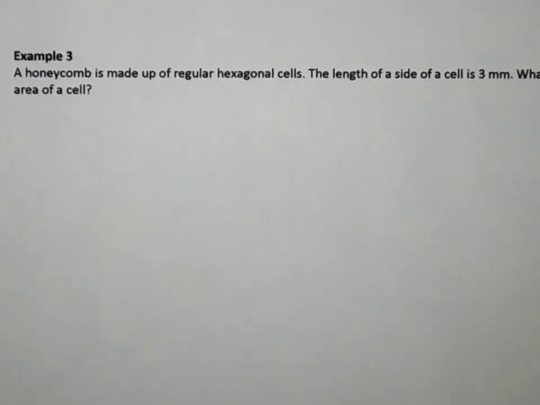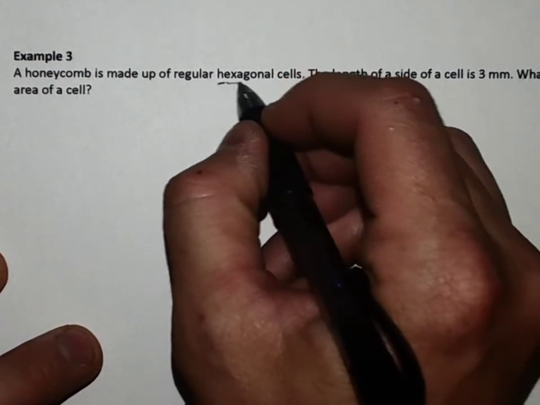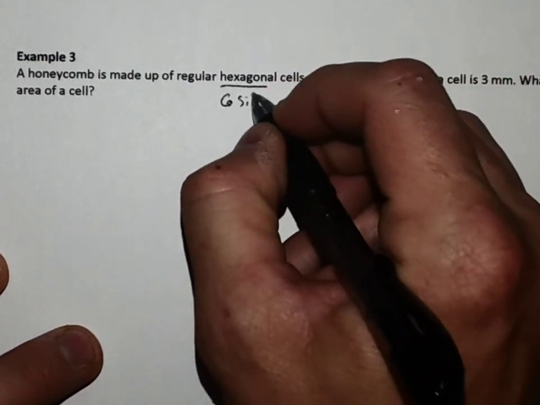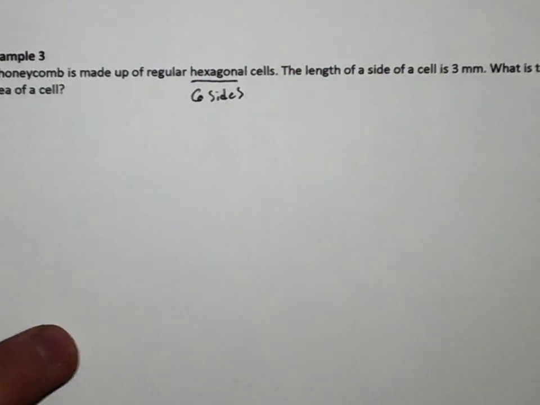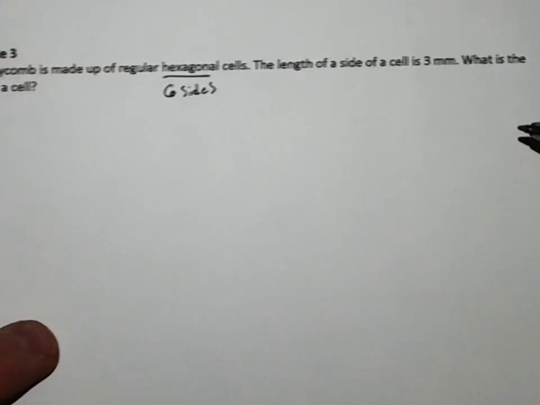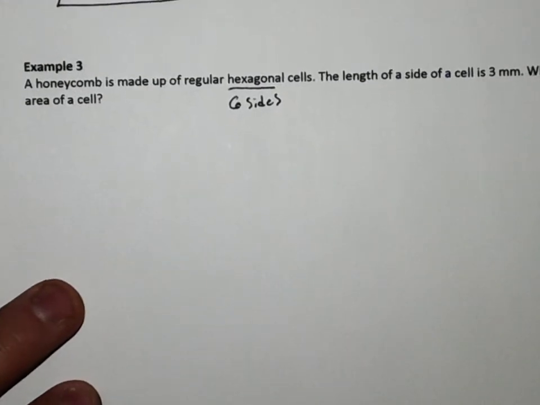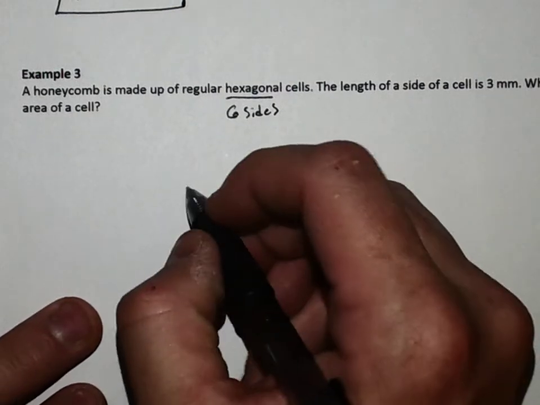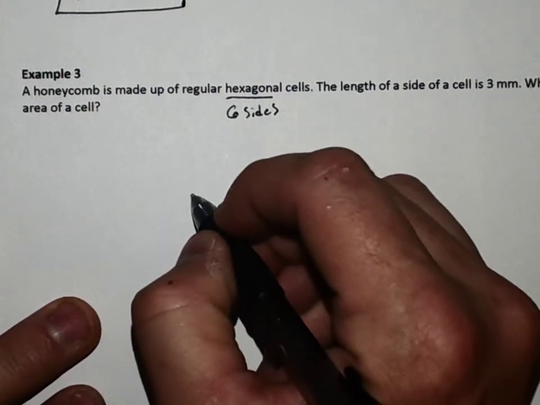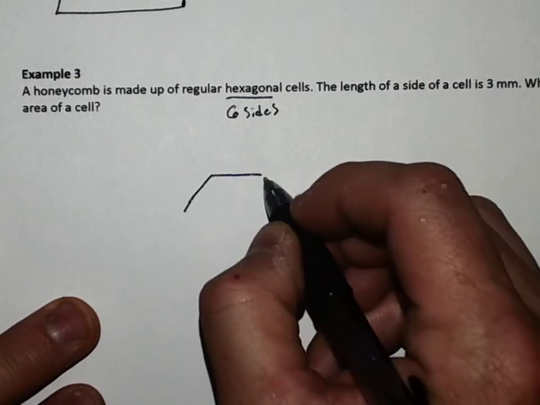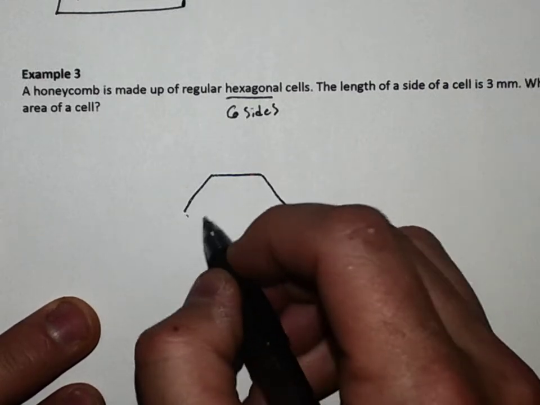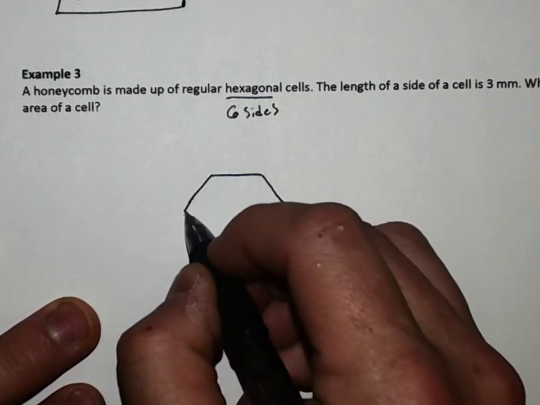All right. A honeycomb is made up of regular hexagonal cells. A hexagon is 6 sides. The length of one side of the cell is 3 millimeters. What is the area of the cell? So let's draw ourselves a picture. I'm not great at drawing hexagons, but I'll try. These are all supposed to be exactly the same length. So that's 3 sides, and then I have 3 more sides.